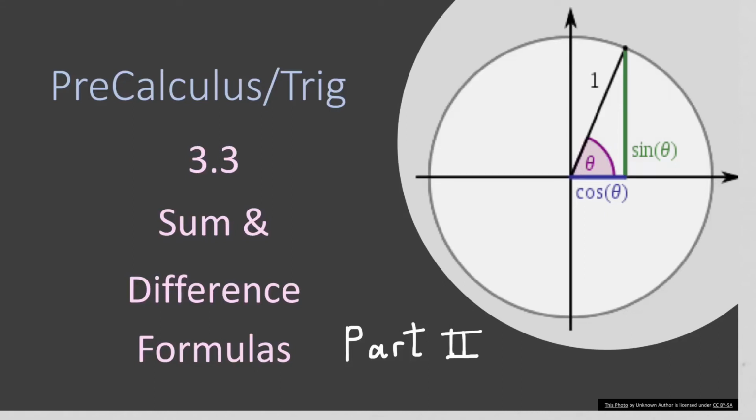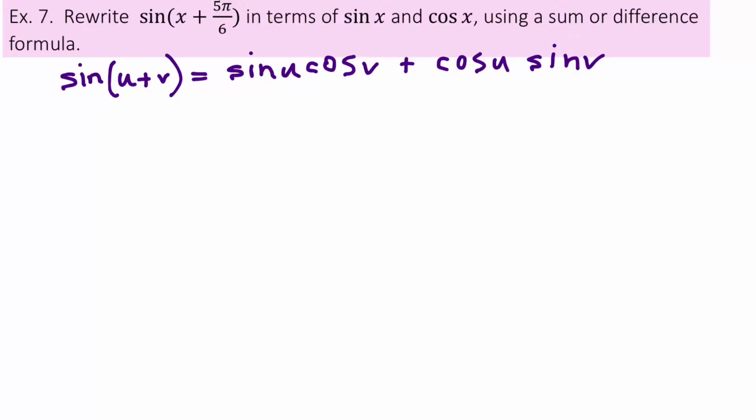Welcome to Pre-Calculus Trig, Section 3.3, Part 2 on the sum and difference formulas. We're going to do a few more examples here. So it says rewrite the sine of x plus 5 pi over 6 in terms of sine of x and cosine of x using a sum or difference formula.